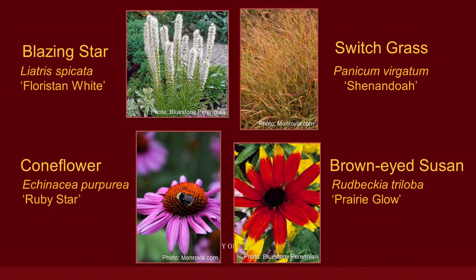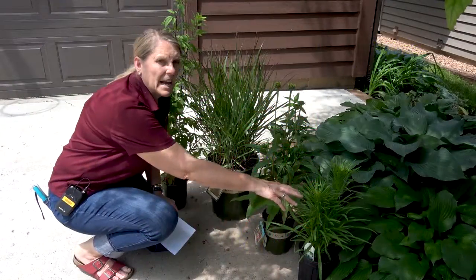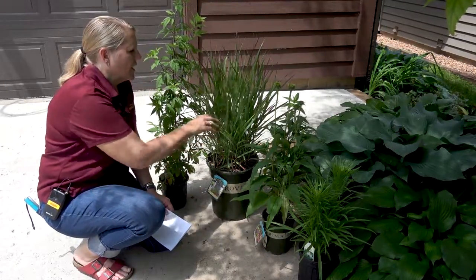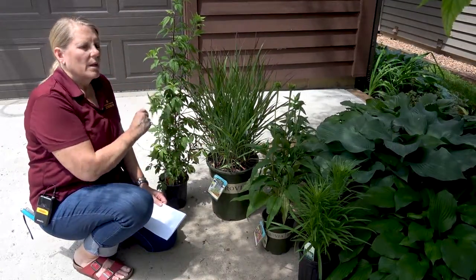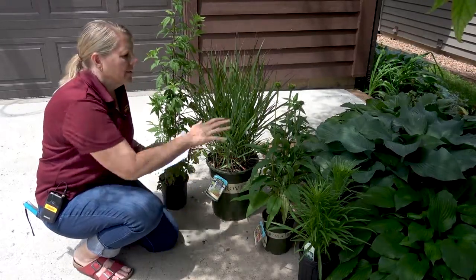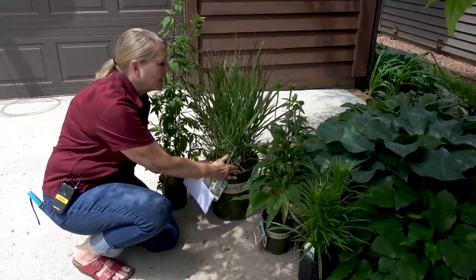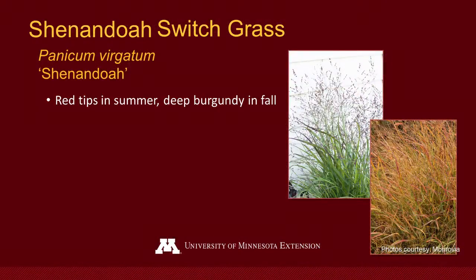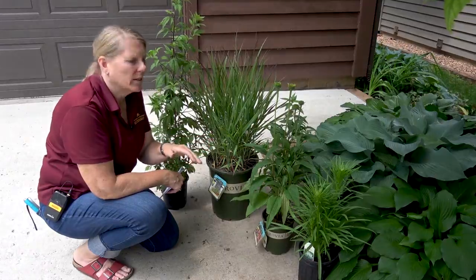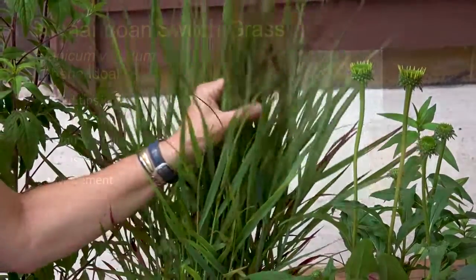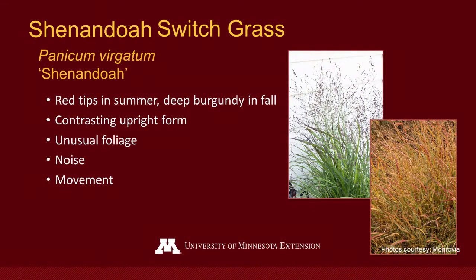So, which one did I choose? The Liatris Floristan White, the Ruby Star coneflower, the Shenandoah grass, or the Prairie Glow Rudbeckia? I chose the Shenandoah grass, and here's why. It's got these great red tips for color. The form will really contrast and be different from the catmint that's in front of it. It's a nice, noisy plant. It has great sound and great movement right by the front door.